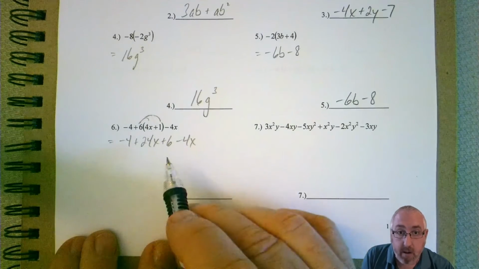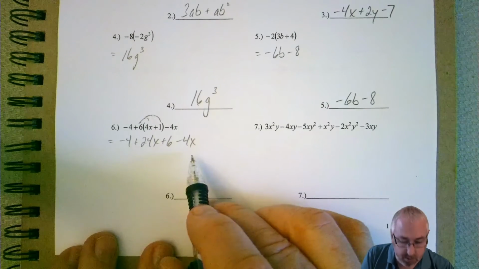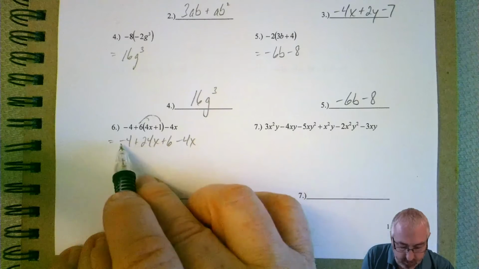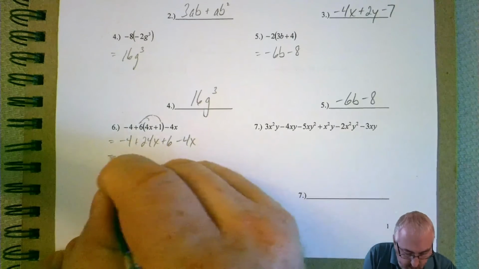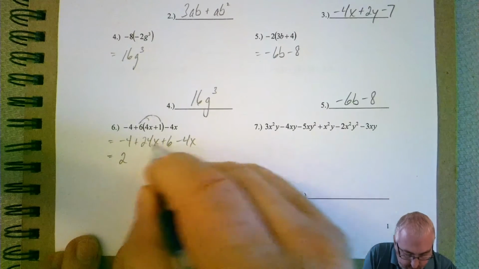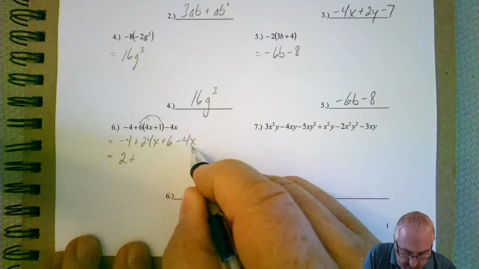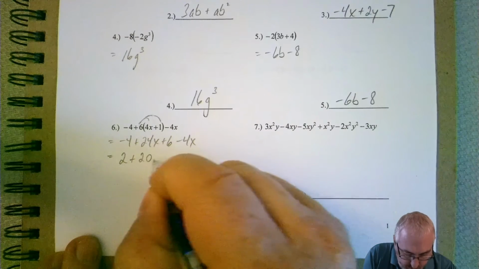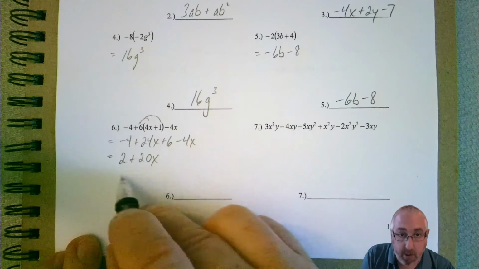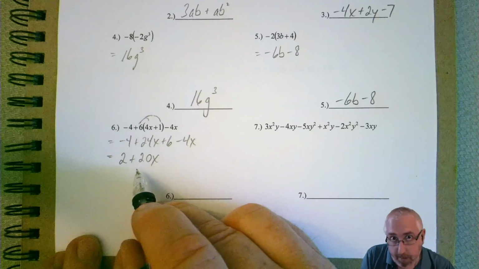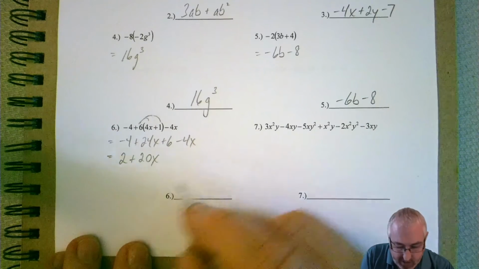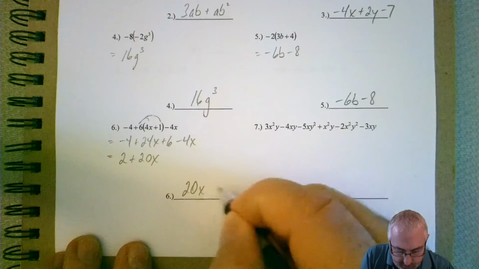Now from here, we can combine like terms. We got the minus 4 and the positive 6, which gives you a positive 2. And then we got the 24x and the minus 4x, which is a positive 20x. Now remember, you can reverse the terms if you want. Me, I'm a nerd. I like to have my x's first. So I'm going to put 20x plus 2.